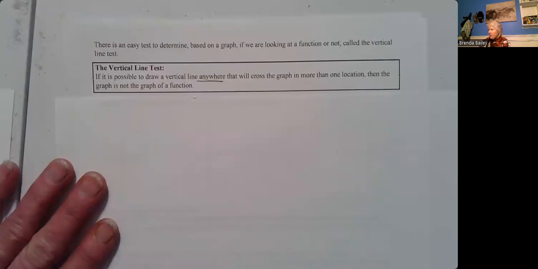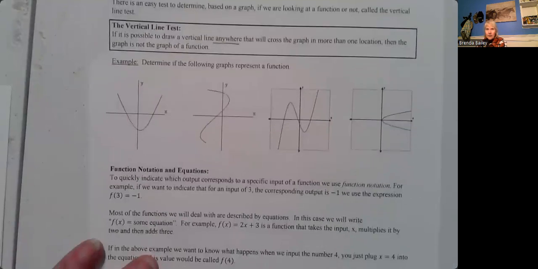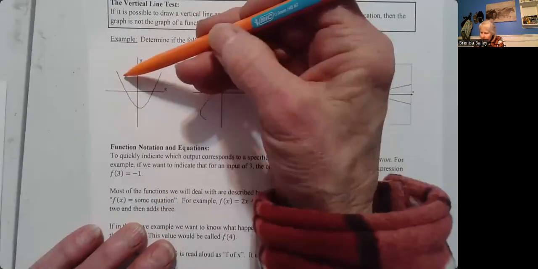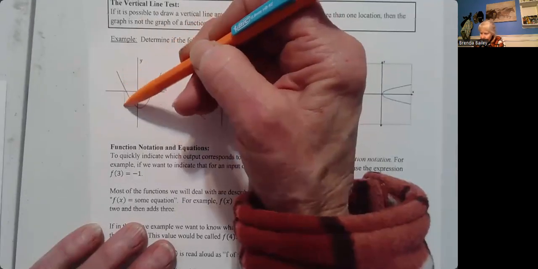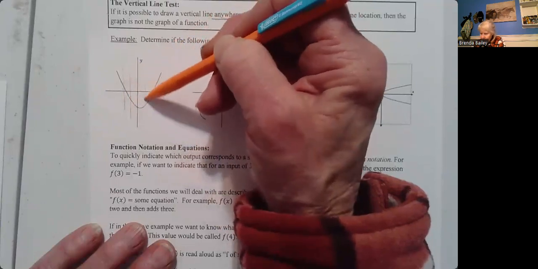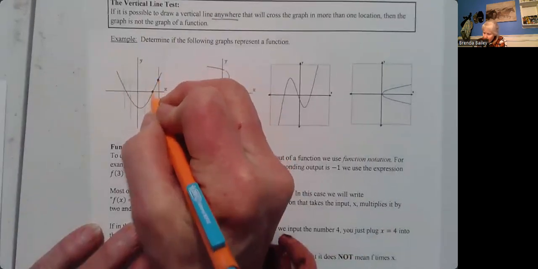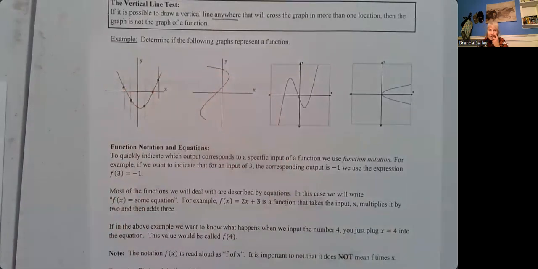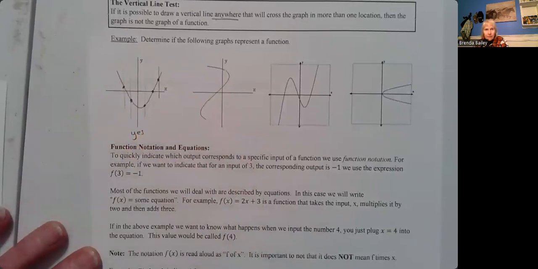So let's look. What does this mean? Vertical line test, it's really easy. That means if you were to pass, looking at these 4 examples, a vertical line anywhere, notice that it only touches in one spot each time I pass that vertical line. It only touched once. So yes, it's a function.